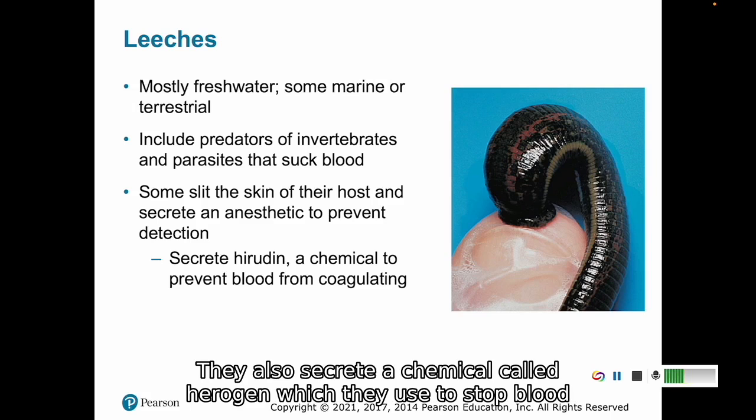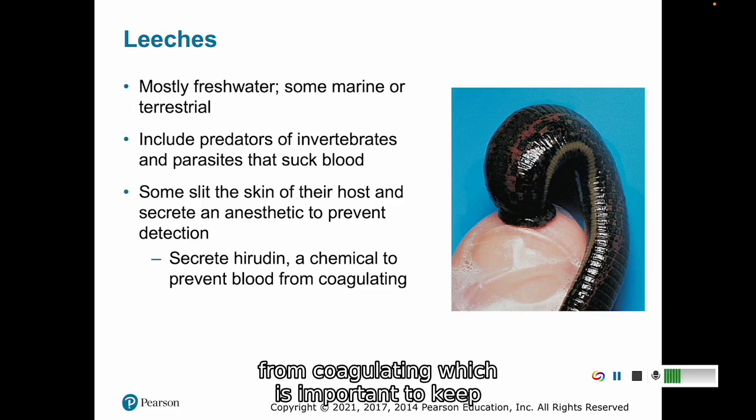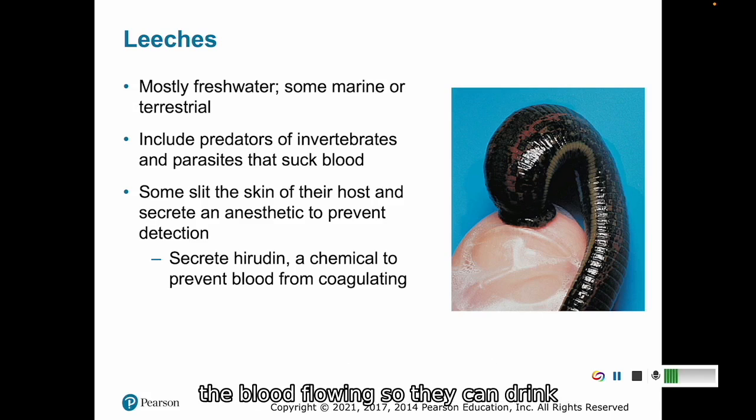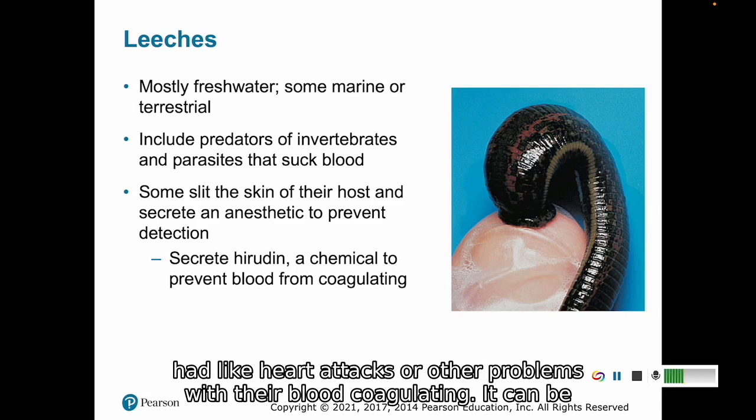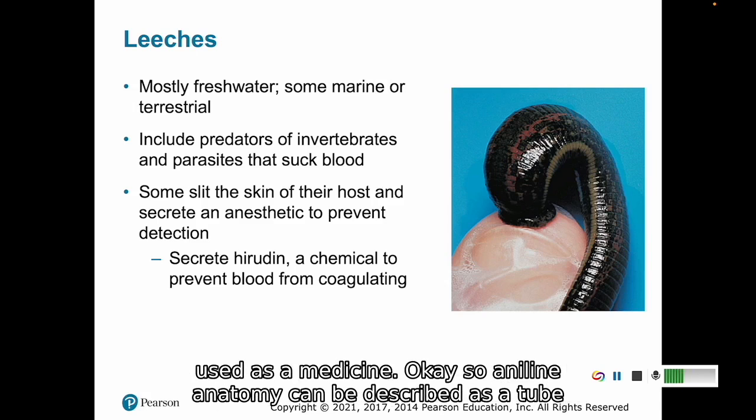They also secrete a chemical called hirudin, which they use to stop blood from coagulating, which is important to keep the blood flowing so they can drink it. In medicine, though, it's also used as a blood thinner for people who may have had like heart attacks or other problems with their blood coagulating. It can be used as a medicine.